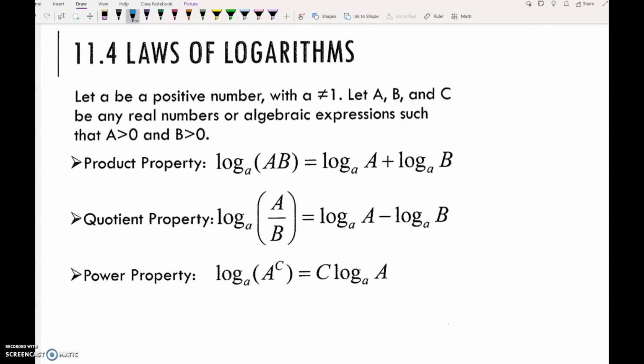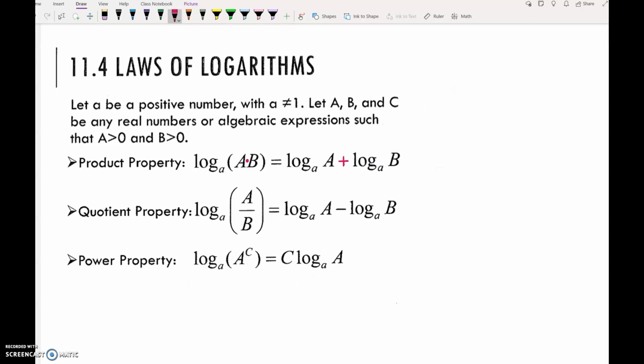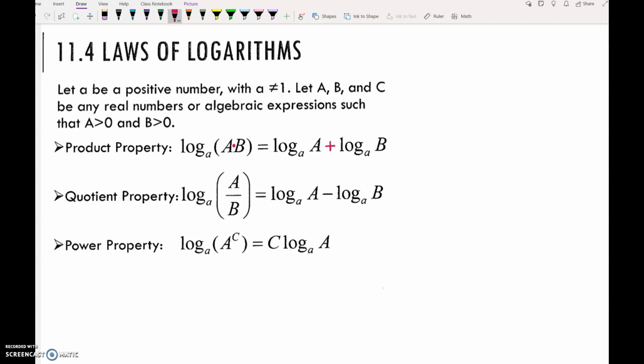So the first property basically says that multiplication inside of a logarithm becomes addition outside of the logarithm. And I am going to put a little example next to each of these. So if I have the log base 2 of 10x, it's the same as, so I should probably use an equal sign, the log base 2 of 10 plus the log base 2 of x.